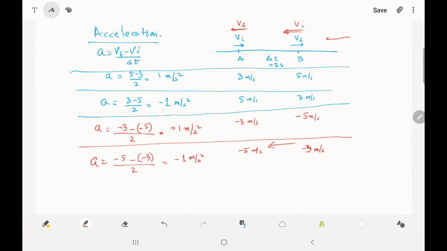So you could have negative acceleration and it's slowing down. You could have negative acceleration and it's speeding up. The reason is that it's accelerating in this direction. So that's why it's negative. And here it's accelerating, getting faster in this direction, so it's positive.